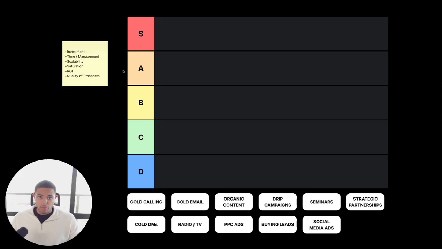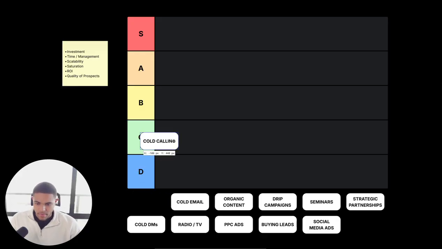And let me preface, these things change. What worked maybe a few years ago might not be working as well, or what didn't work as well is now working extremely well. And so with cold calling, where I rank this is actually at a C tier. Now, the reason being is because yes, does cold calling work? 100%. It's one of the most proven methods for growing any business. The problem is it is very hard to scale cold calling.